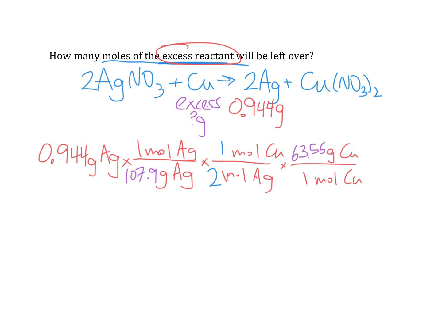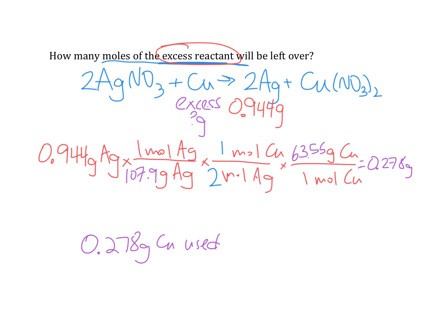So I'll take my previous 0.944 divided by 107.9, divide it by 2, times 63.55 gives me 0.278. But the trick is that 0.278 is the grams of copper used to make 0.944 grams of silver. That's not the amount of copper left over.